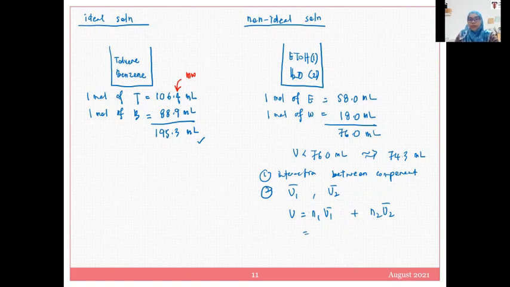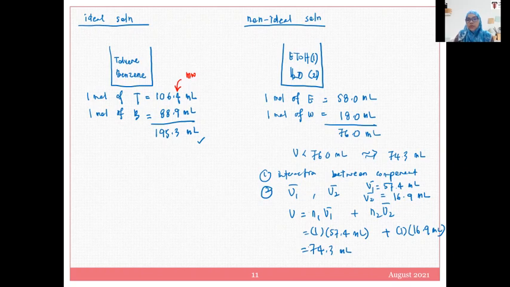So from the given partial volumes, for example, we obtain 57.4 mL, and for the second component 16.9 mL. So you add the summation of both partial volumes. For example, the number of moles remains the same, 1, so we multiply by this and by 16.9 mL, and it gives us about 74.3 mL.